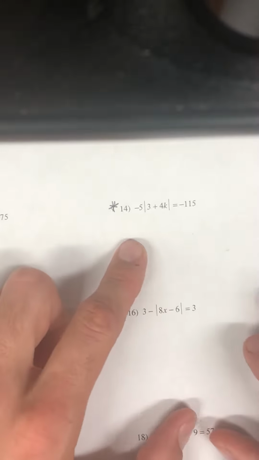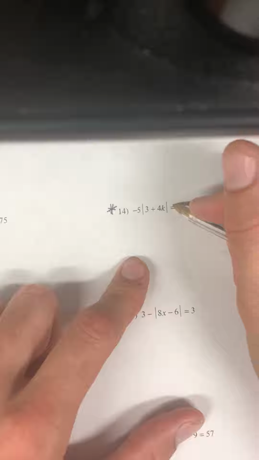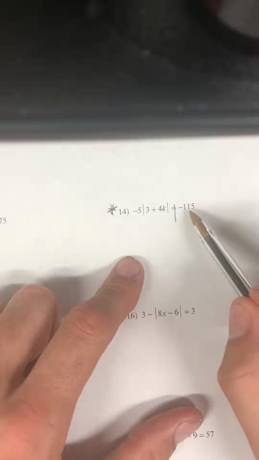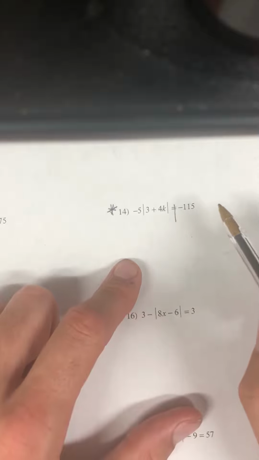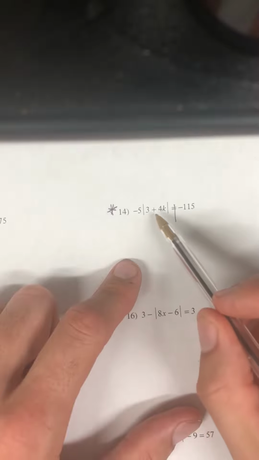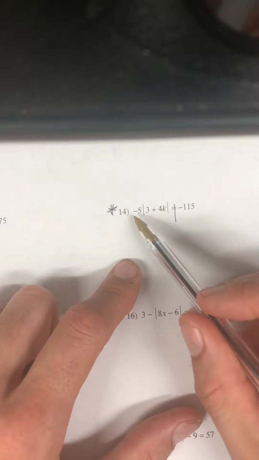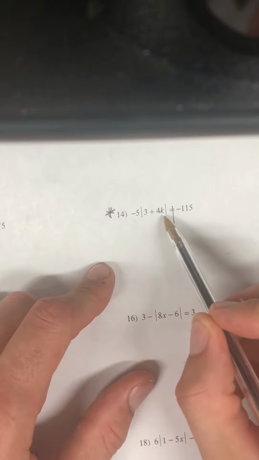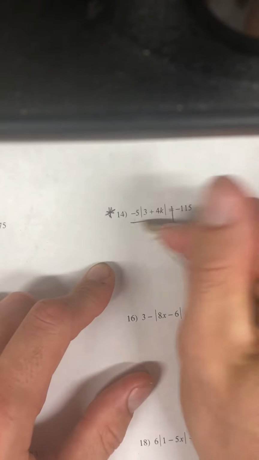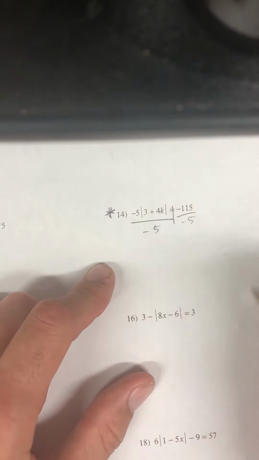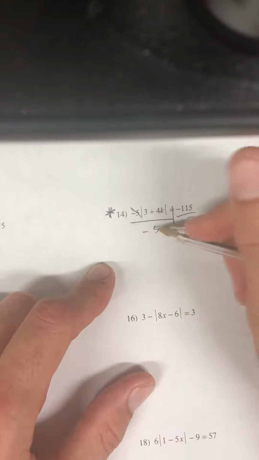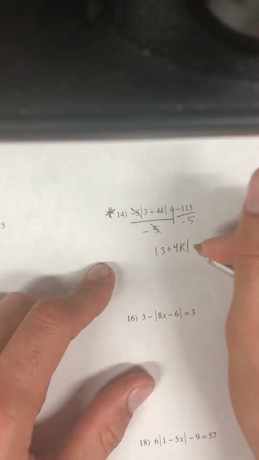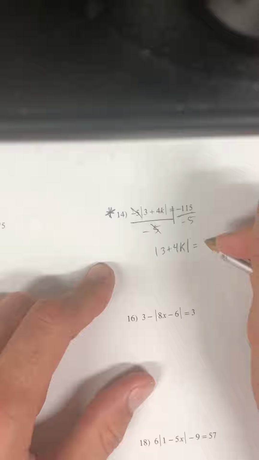This is one I picked right here. If you think about this a little bit too soon, you might say, well, this is a negative number, so it's no solution. But it's not quite no solution yet, because we're multiplying our absolute value by a negative number. So actually, this is -5 times 3 plus 4k. We'll divide both sides by -5. You have to get the absolute value bars by themselves first. So this will be 3 plus 4k is equal to, now it's going to be positive 23.